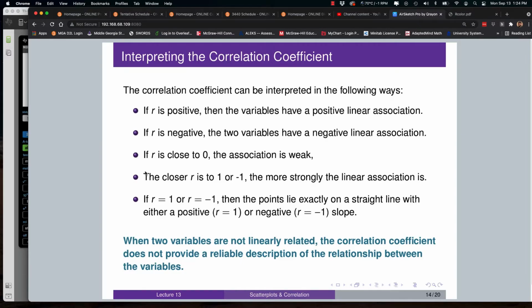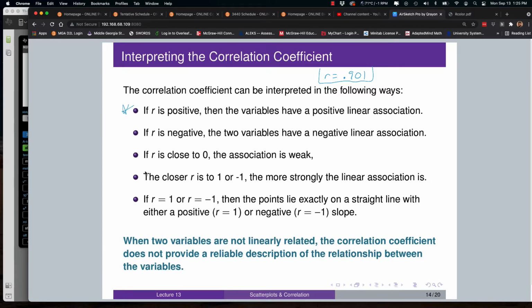So what about interpreting the value? We got 0.901 for our house data, so 0.901 was our correlation coefficient R. How do we interpret that? Well, here are the rules for interpreting the correlation coefficient. If R is positive, then the variables have a positive linear association. Since R is positive, we know we have a positive linear association, so 0.901. If R had been negative, if it was negative 0.901, then we would say it had a negative linear association.